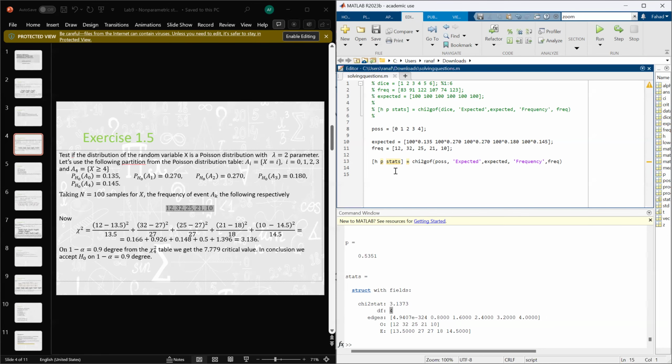So to find the critical value in the chi-squared test, we use the function chi2inv. And what are the values given? Well, it takes the confidence interval and the degrees of freedom. And this is also in the notes. It says parameters are confidence and degrees of freedom.